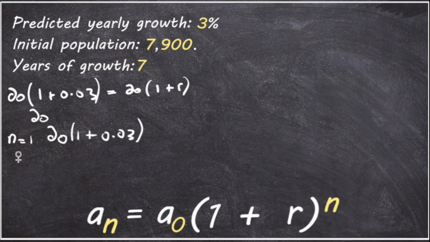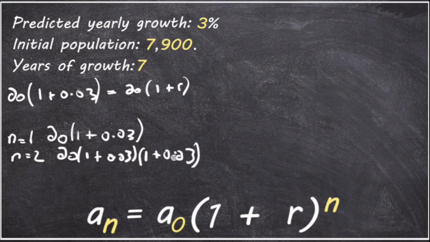0.03. The next year, when n equals 2, the population is the previous year increased by 3%. The previous year is a sub 0 times 1 plus 0.03, and to increase that by 3%, we multiply that by 1 plus 0.03. So it's a bracket squared.